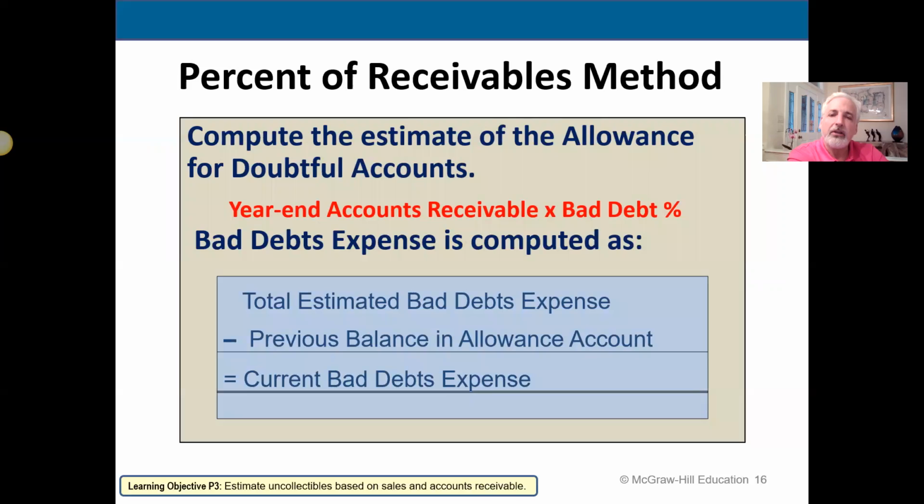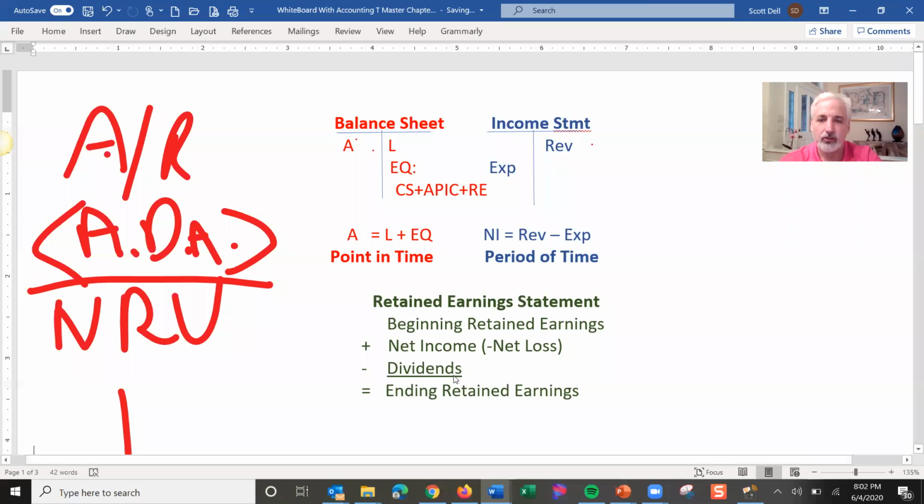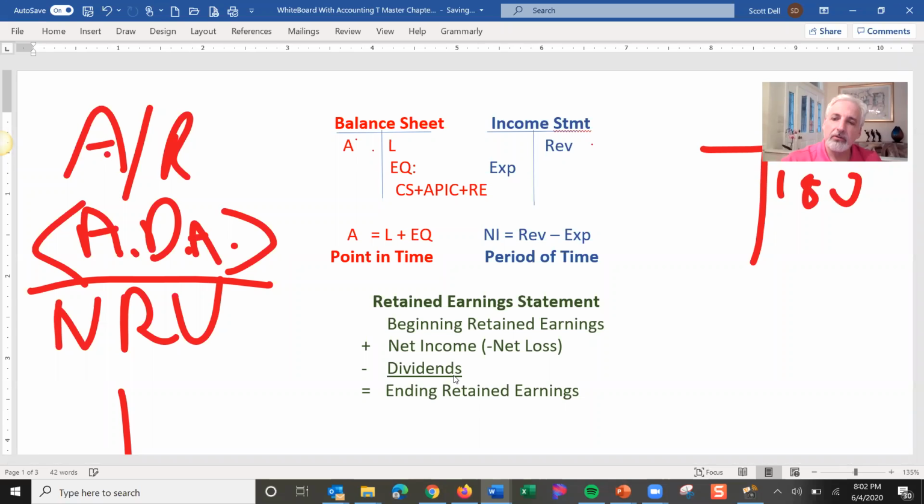Now we need to calculate what we expect our allowance to be at the end of the month. So we're going to estimate bad debt expense, subtract the previous balance in the allowance account, and we'll have the current bad debt expense. So let's put that in English. We right now have an allowance account that said $1,500.